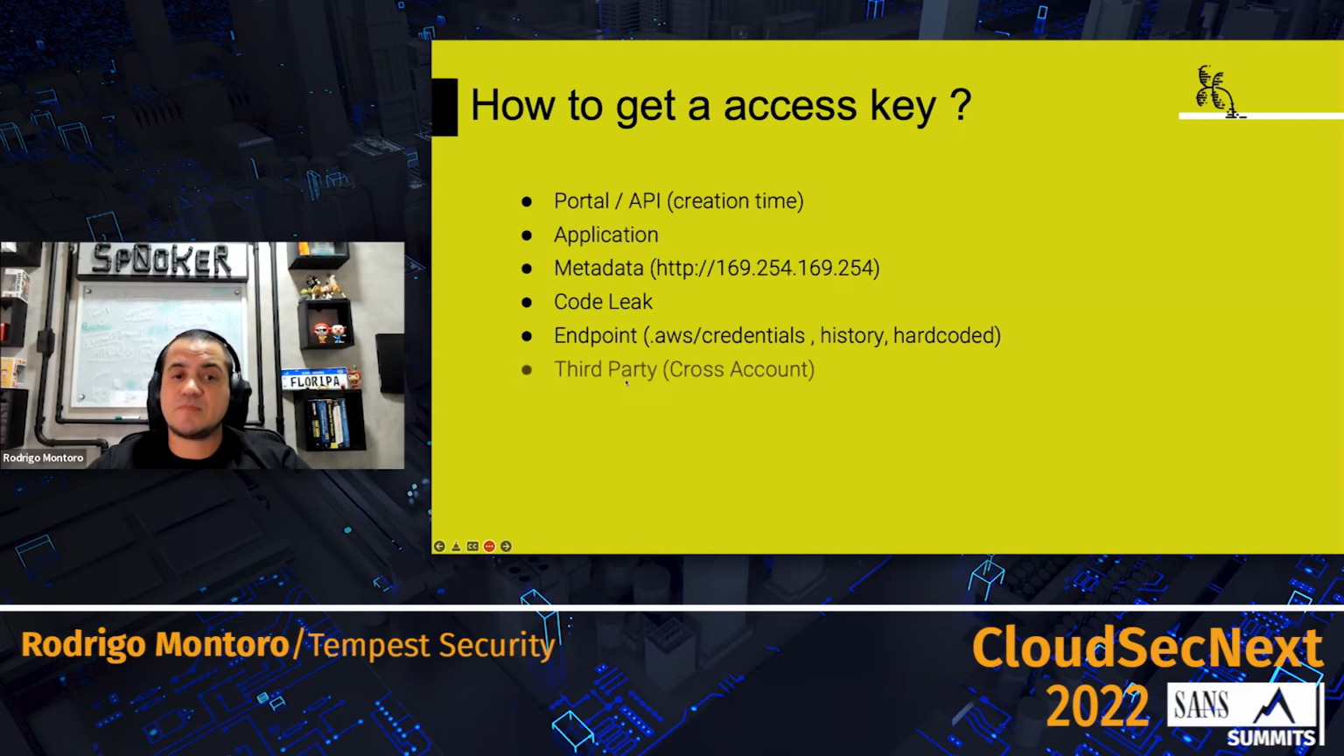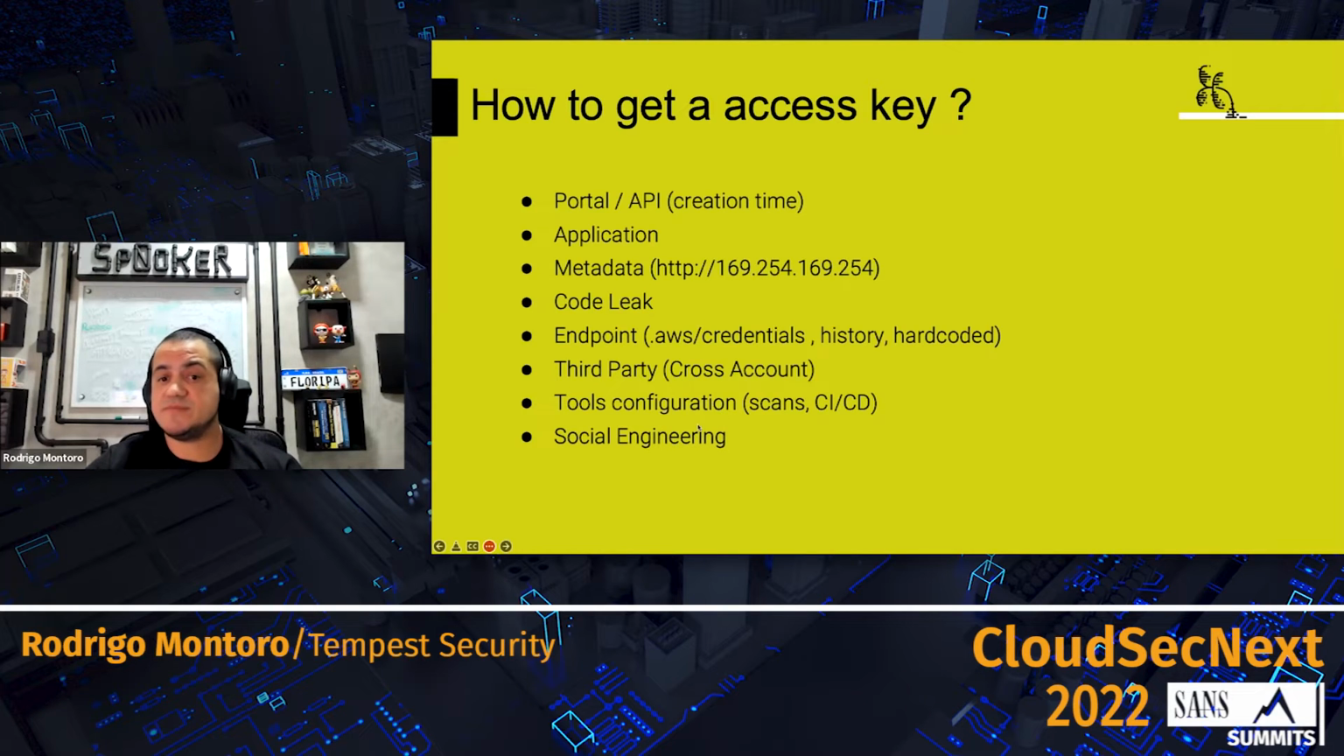A third part is a pain, because when you have a partner or some service that you are using, usually you create a cross account role. So if I get access to the partner account, and I can assume that role, I could jump to your account as a user with that permission. That's why least privilege is very, very important. Also tools configuration: maybe you have some tools that save the information in plain text. And social engineering, basically a user and pass.